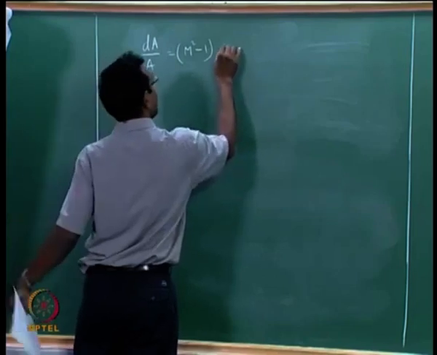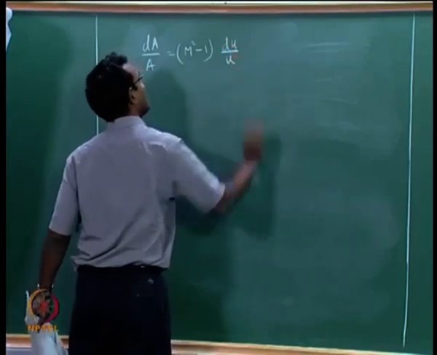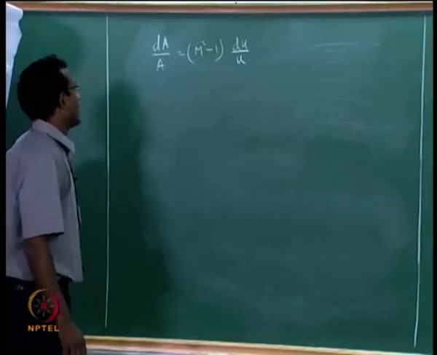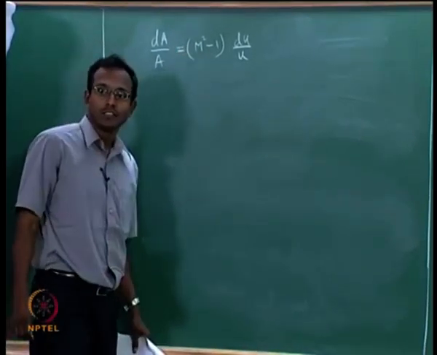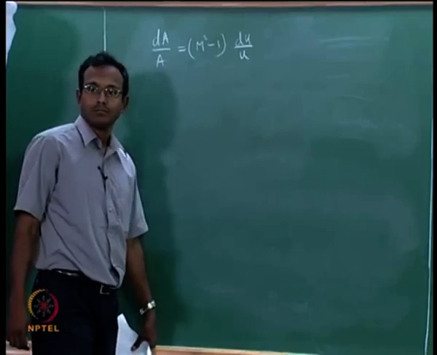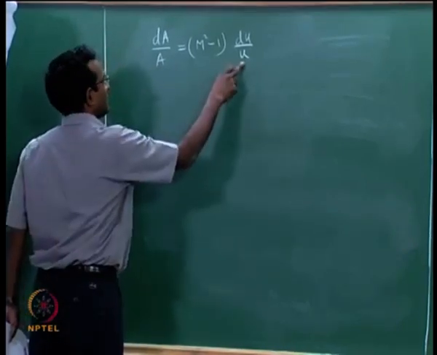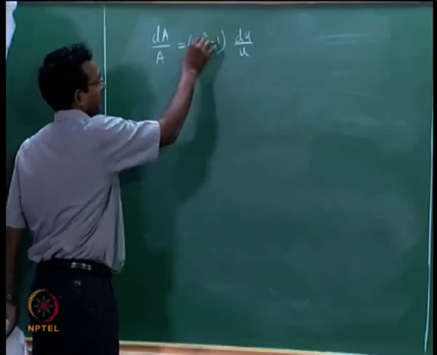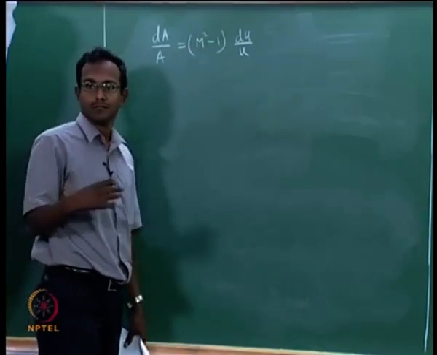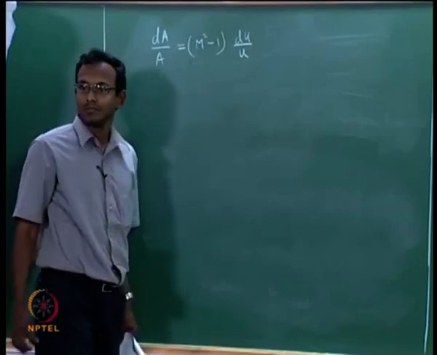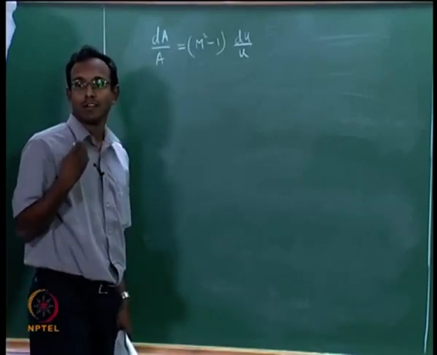M square minus 1 times du by u. Okay. Now, if I say that there is no change in velocity for a given Mach number, then my duct should have constant area. That is what this statement says now. That is one inference I am going to have.